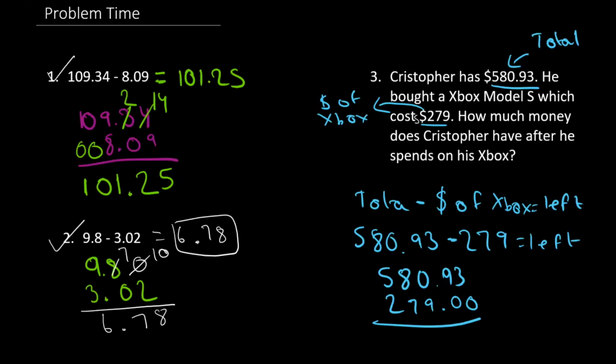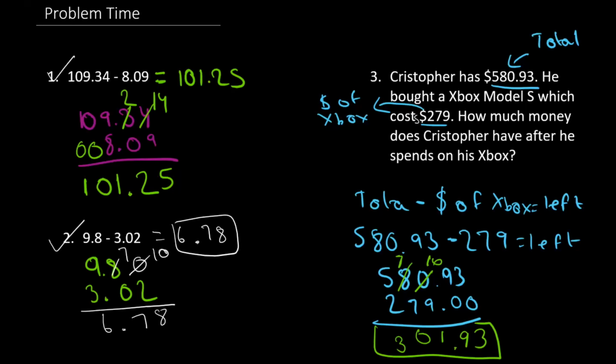So 3 minus 0 is 3. 9 minus 0 is 9. 10 minus 9 would be 1. So you have to do this. 7 minus 7 is 0. 5 minus 2 is 3. So he has $301.93.